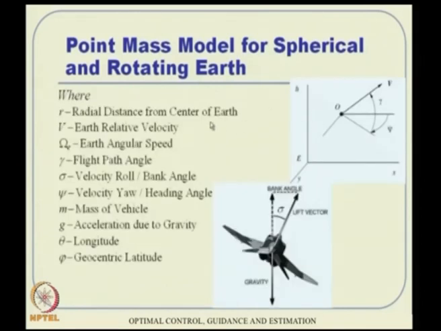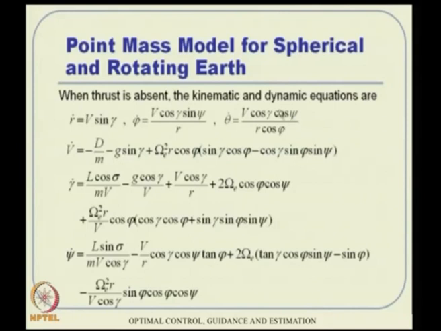Anyway, so these are still point mass equations, remember that. And here you can think that we have taken a sufficiently complex problem, but things can be even more complex sometimes. People ask, what about the oblate earth effect? That means the earth is really not spherical. The North Pole and South Pole are really flat actually.